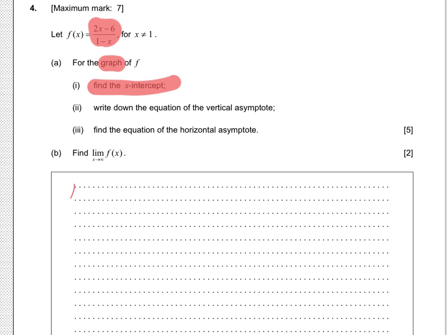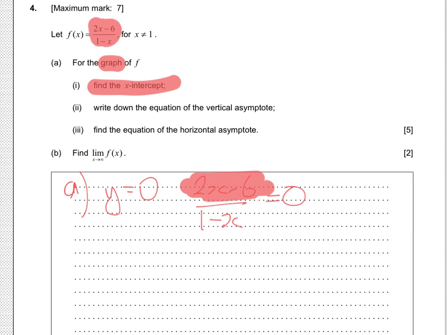X-intercept means that the y value is equal to 0. So we've got 2x minus 6 over 1 minus x equals 0. Well, that's only ever true if the numerator is 0. The only way you can get a division that gives you the answer 0 is if the numerator is 0.